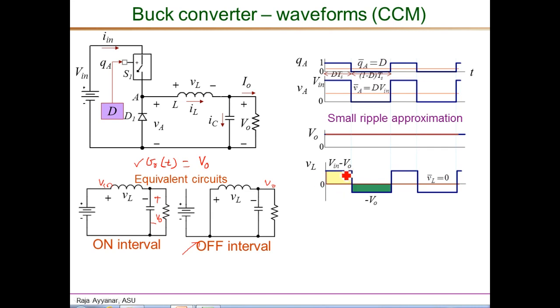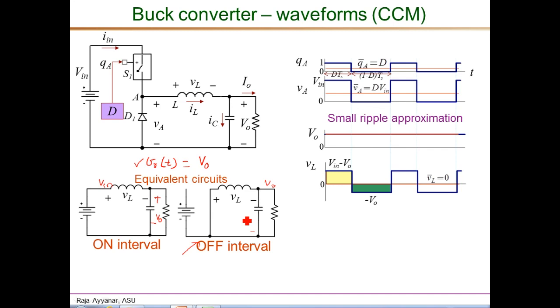Also notice how easily we were able to draw this inductor voltage waveform without having to solve two separate second order differential equations, one for the on interval and one for the off interval, and taking care to note down the start and end voltages of the two states of the converter. So that is the advantage of using small ripple approximation and this type of analysis.